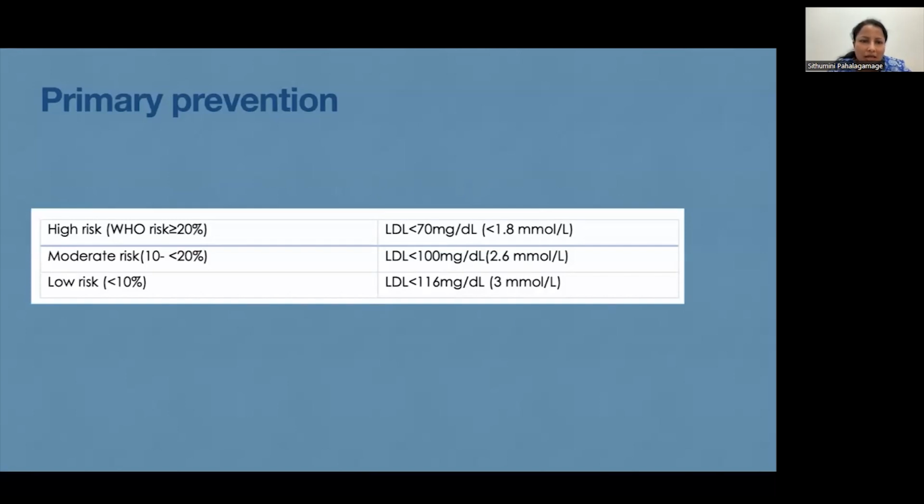In our guideline, it says if the WHO risk is more than 20%, you target an LDL of less than 70 milligrams per deciliter. This is for primary prevention in patients who have never had cardiovascular disease. And if the WHO risk score is 10 to 20%, that is said to be moderate risk, then the LDL target becomes 100. And for low risk patients, who are less than 10% in the chart, the LDL target is said to be 116 milligrams per deciliter.